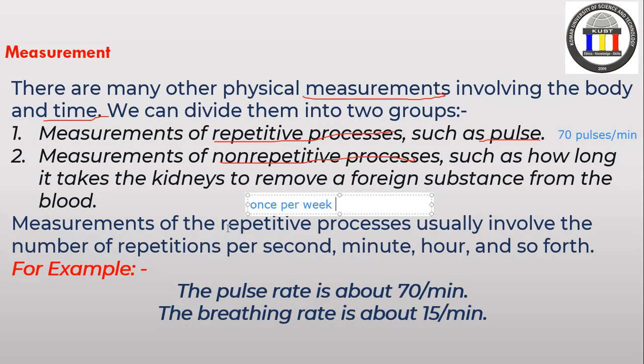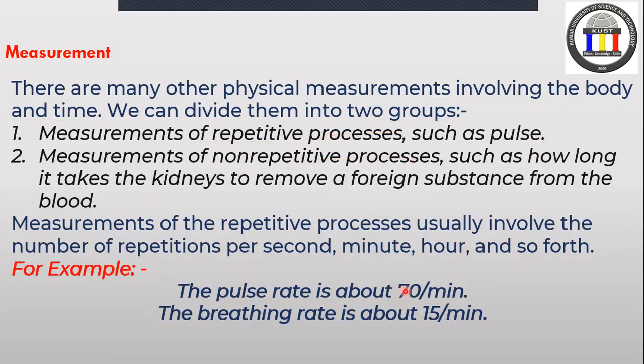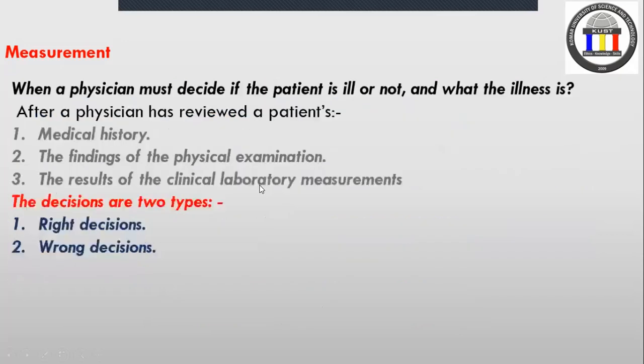The repetitive process can usually be measured per second, per minute, per hour, and so forth. For example, the pulse rate is about 70 per minute, so I am repeating the pulse 70 times per minute. Our breathing rate is 15 breaths per minute. This is the type of measurement that we have.